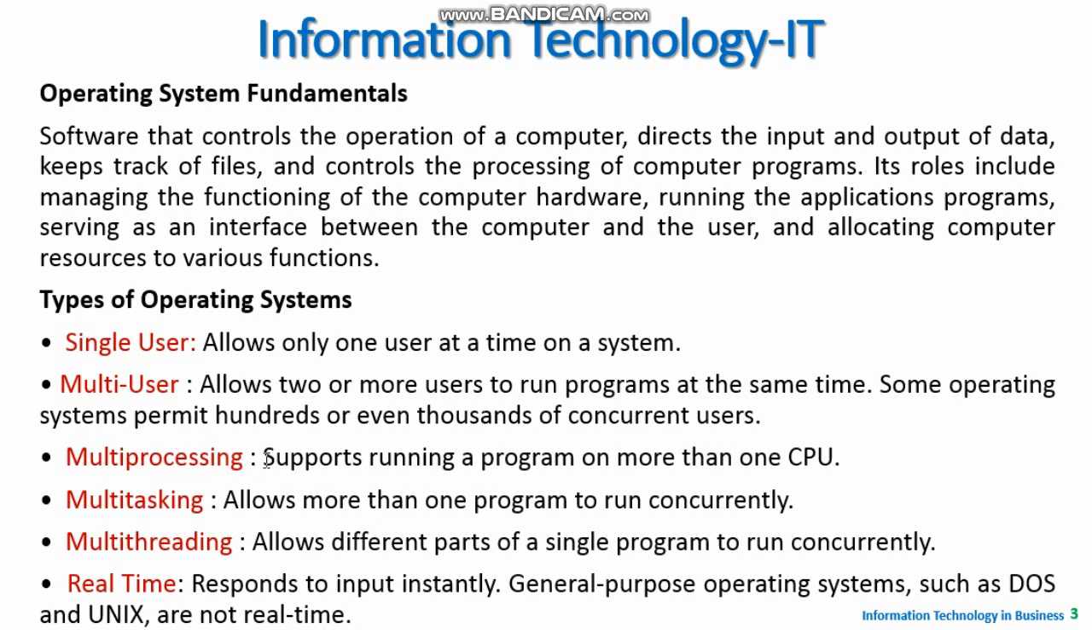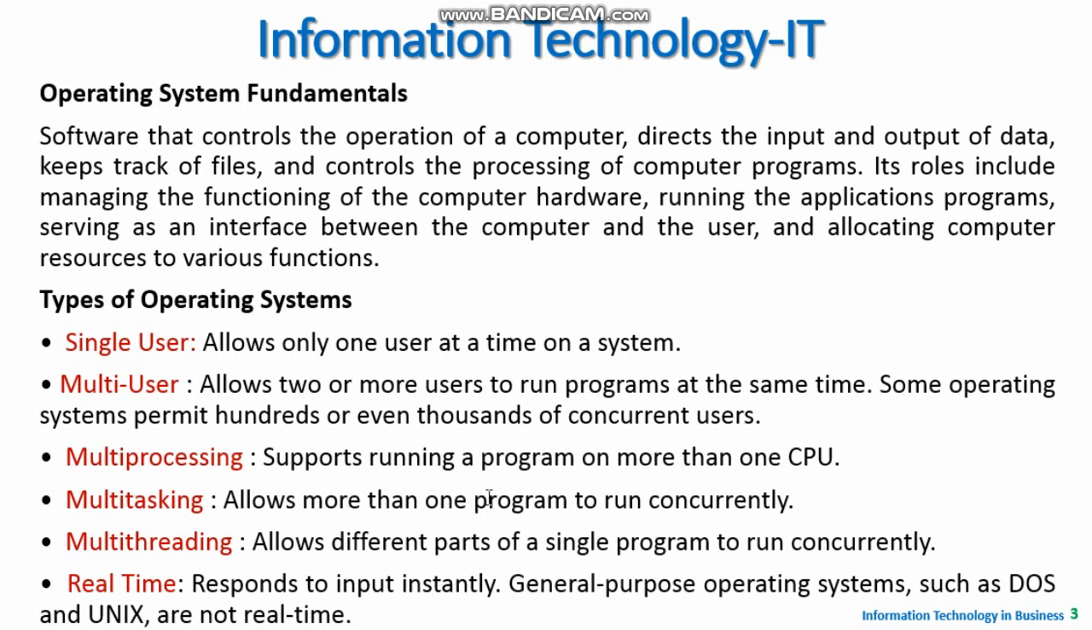Then we have a multi-processing operating system. Please learn, these are operating systems that support running a program on more than one central processing unit. When we have high-end machines, what are called servers, take your Facebook, YouTube, they are high-end servers wherein multiple users log in, and it is multi-user, of course. Then there are multiple processors, CPUs, inside the computers, so that programs can run much more efficiently and achieve a higher level of processing. So they are called multi-processing, so more than one CPU.